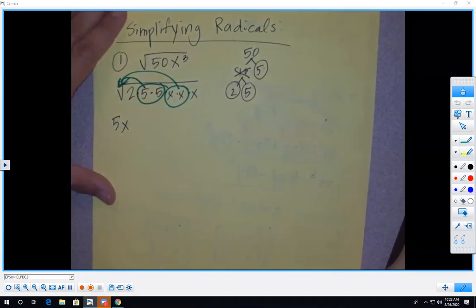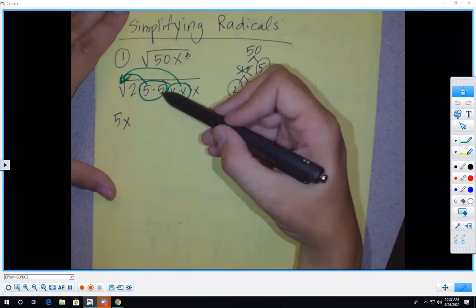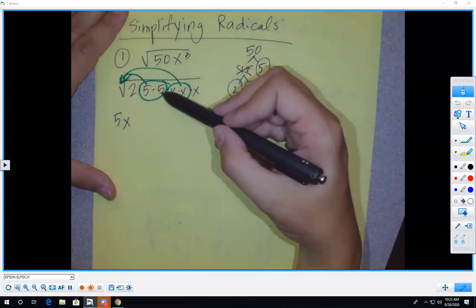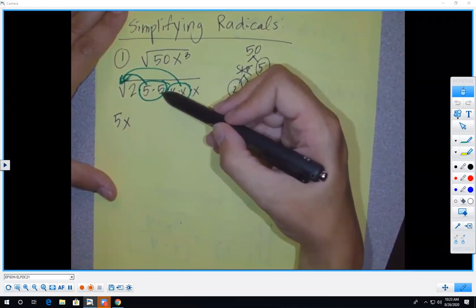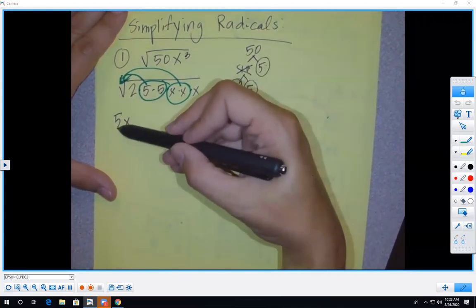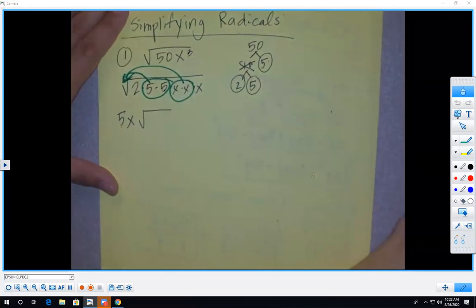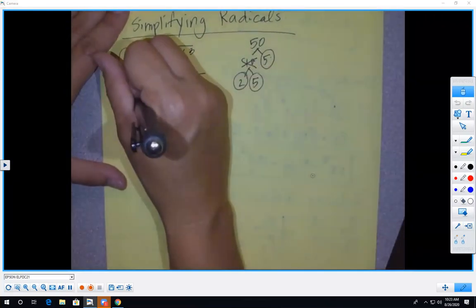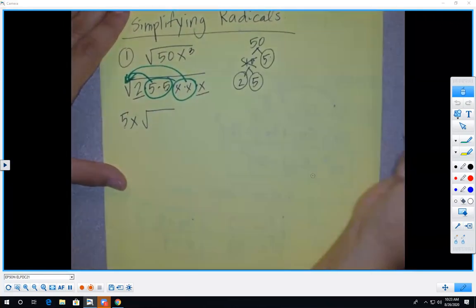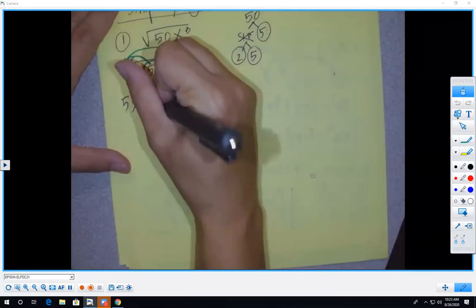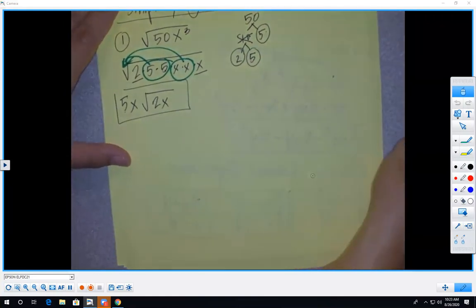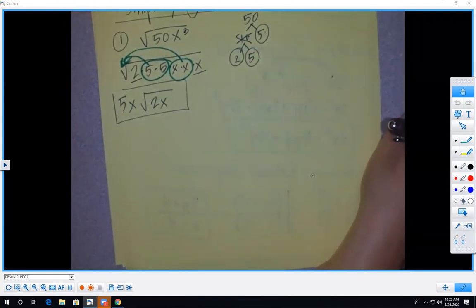The reason why we do that is because what is 5 times 5? It's actually 25. When I take the square root of it, it comes out. What's the square root of 25? 5. That's the reason why you only write it 1 time on the outside, because you're taking the square root of it. And then left on the inside, what's left over? 2 and x, right? So 2x. So my answer is 5x times the square root of 2x.